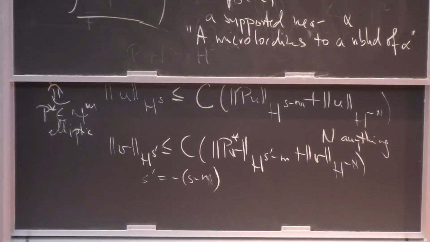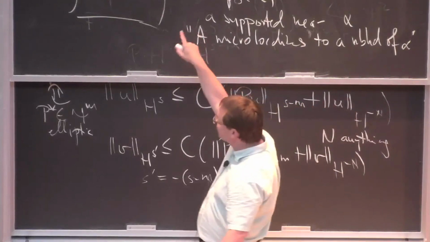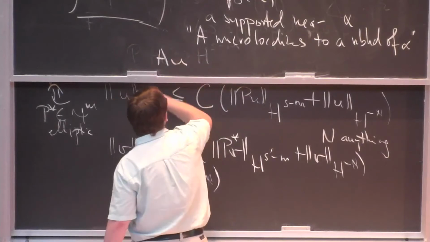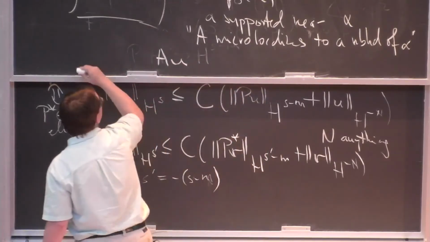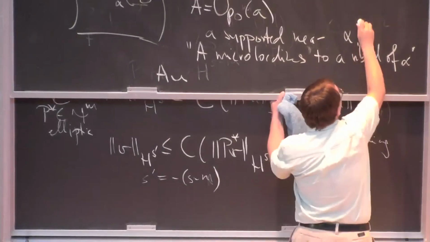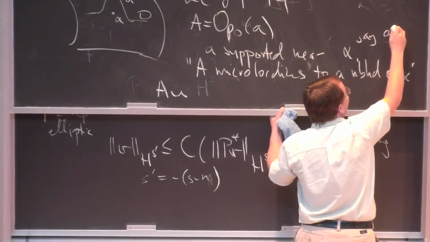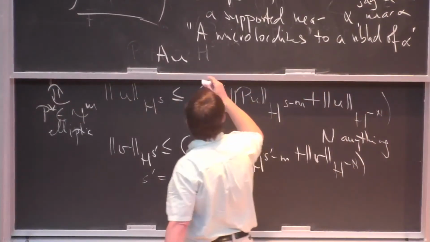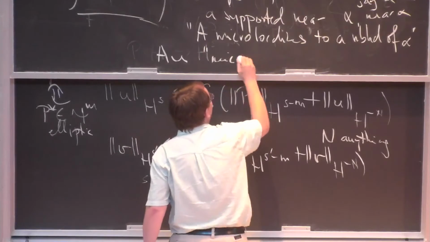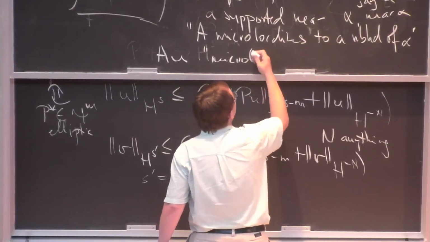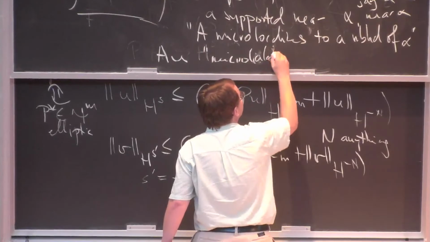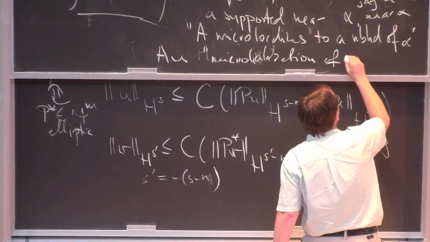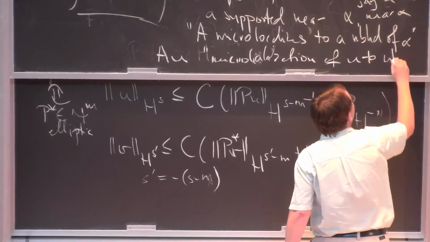What you want to do is, if you want to localize near a point, you just use a bump function that supports near the point, and then, say, A identically 1 near alpha. It doesn't always matter. And then AU would be the micro-localization of U to a neighborhood of alpha.